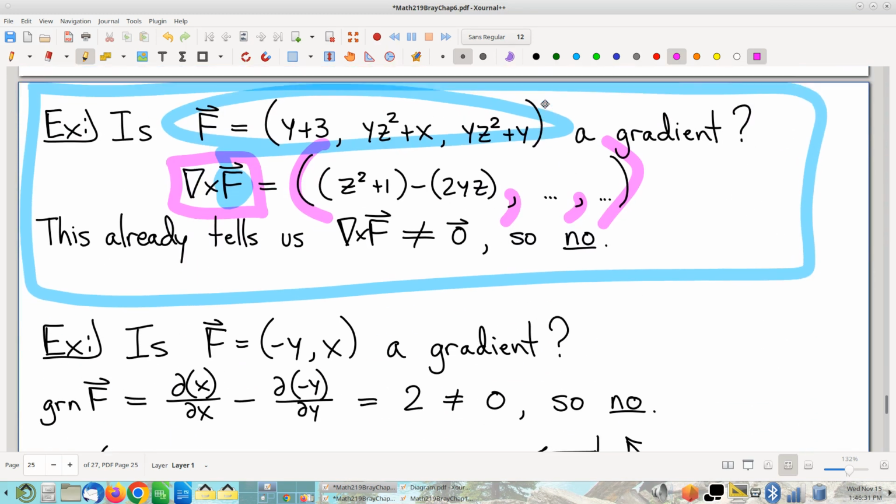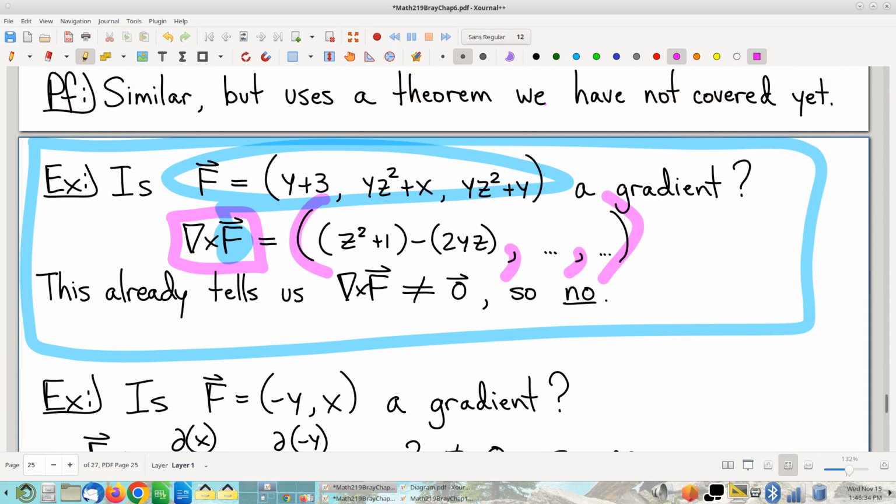Let's see here. So is this vector field a gradient? Well, it can't be. The curl would have to be 0, and it clearly isn't. I don't even have to look at the second and third coordinates. This is clearly not the 0 vector. Let's see a 2-dimensional example.